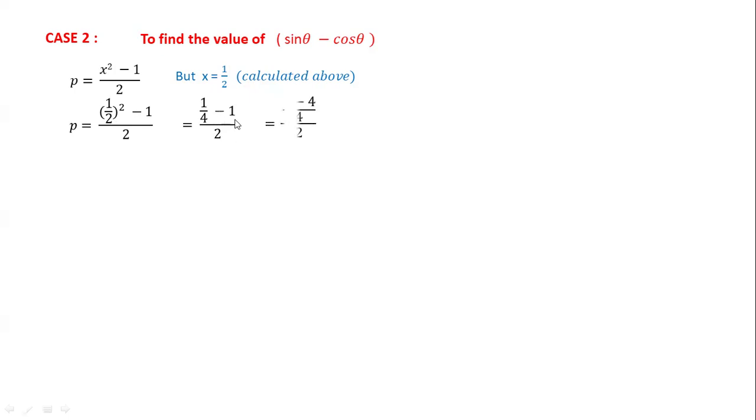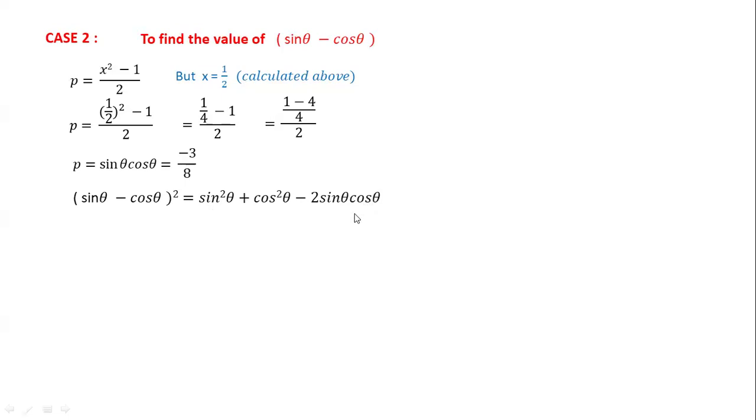Take LCM here. It becomes 1 minus 4 upon 4. So 1 minus 4 is minus 3 and 4 2s are 8. So P value will become, what is P? P is sin theta cos theta, which is equal to minus 3 upon 8. Okay. Now the identity. Sin theta minus cos theta whole square is sin square theta plus cos square theta minus 2 sin theta cos theta. So sin square theta plus cos square theta is 1. So let's put it. So 1 minus 2 sin theta cos theta.